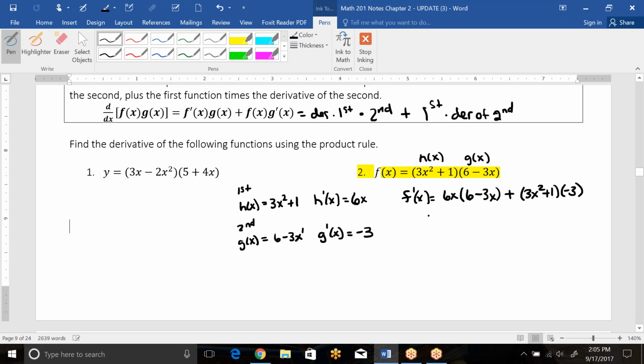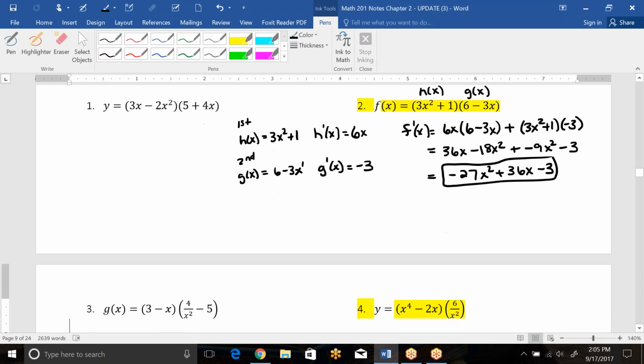We work this out, so this is 36x minus 18x squared, plus we need to multiply everything here by -3, so that'd be -9x squared and -3. Combining like terms, we get that that's going to come out to -27x squared plus 36x minus 3. So that's how we take the derivative of a quotient, or excuse me, a product. Hard to think and talk.